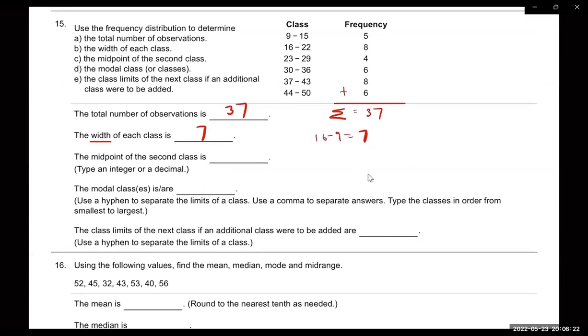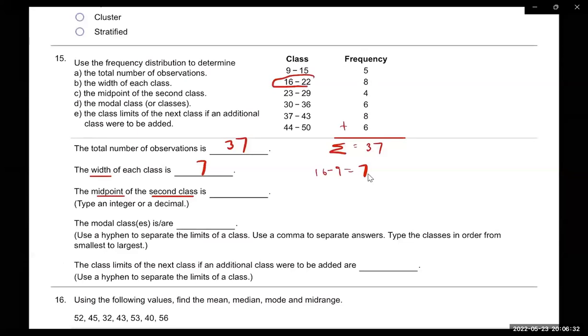Okay. Yeah. And then the midpoint. Anybody remember how to find the midpoint of the second class? So here's the class that we're looking at the midpoint for. You would add the two numbers and then divide by two. That's going to be 38 divided by 2. I think it's 19. Oh, yeah, 19. Thanks. So 19 it is.